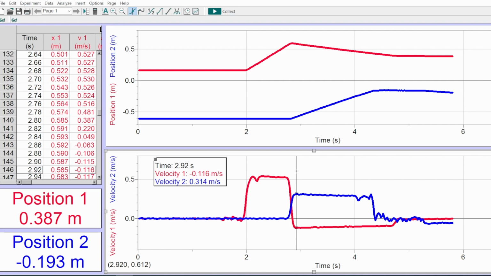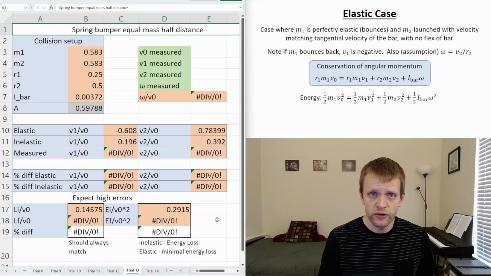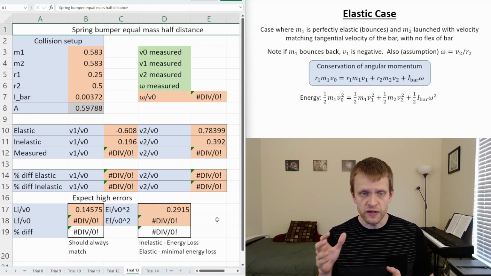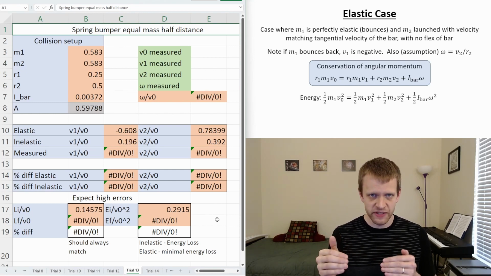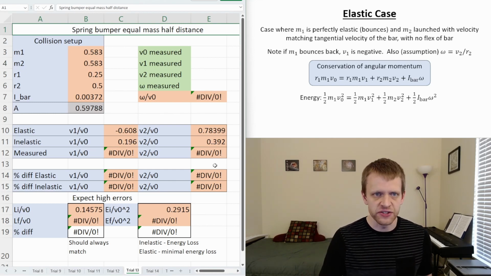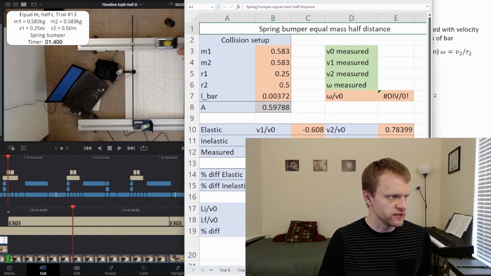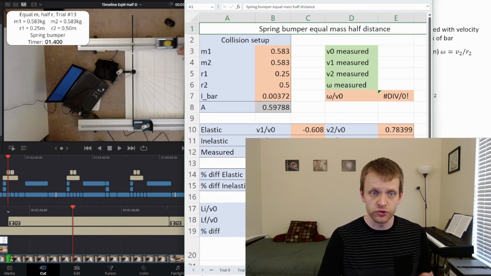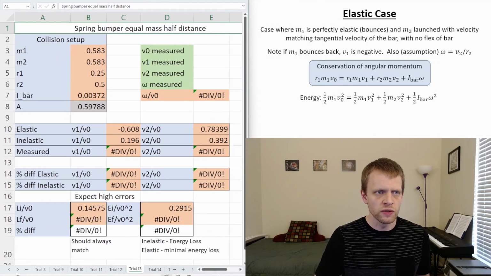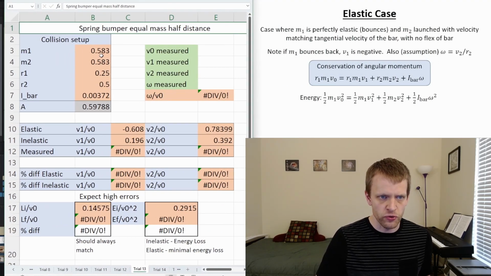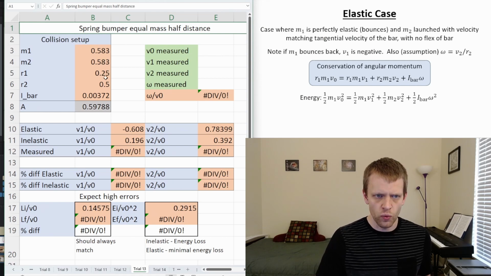And let's analyze some of this data and see if we get that conservation of angular momentum even in these cases. So trials 13 to 16 are equal mass, but at half the distance. Cart 1 is hitting at half the distance of cart 2. So this is not one of the balanced cases, but a more general case. The masses are both 0.583 kg, R1 is 0.25 meters, and R2 is 0.5 meters.